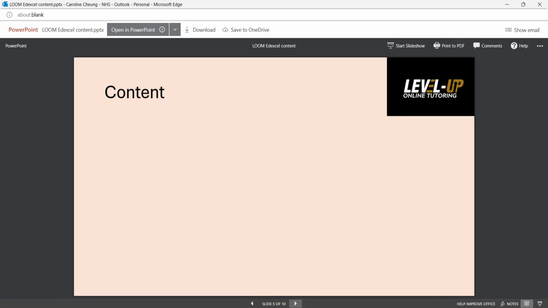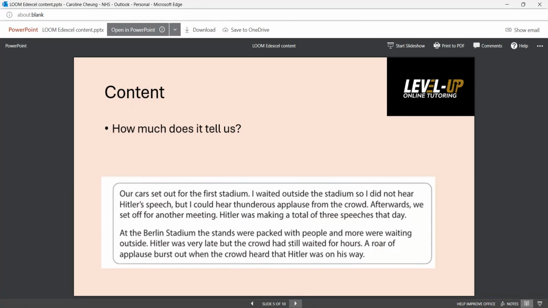So how useful are sources, just looking at the content? So the first question we're going to ask ourselves: how much does it tell us? Say we're doing an inquiry into Hitler and his speeches. So that's what our focus is. What can the source tell us about Hitler and his speeches? So we think to ourselves, does it give us a lot of information? Does it not give us a lot of information? Does it maybe tell us a lot about one aspect, but not very much about the others?